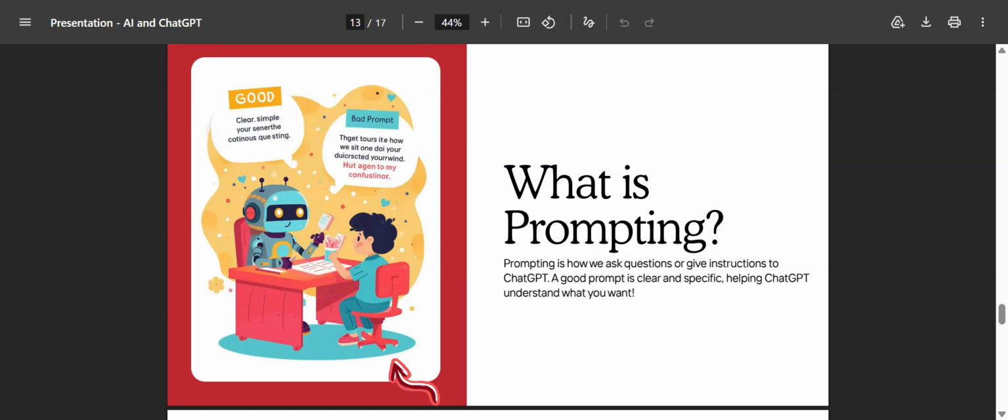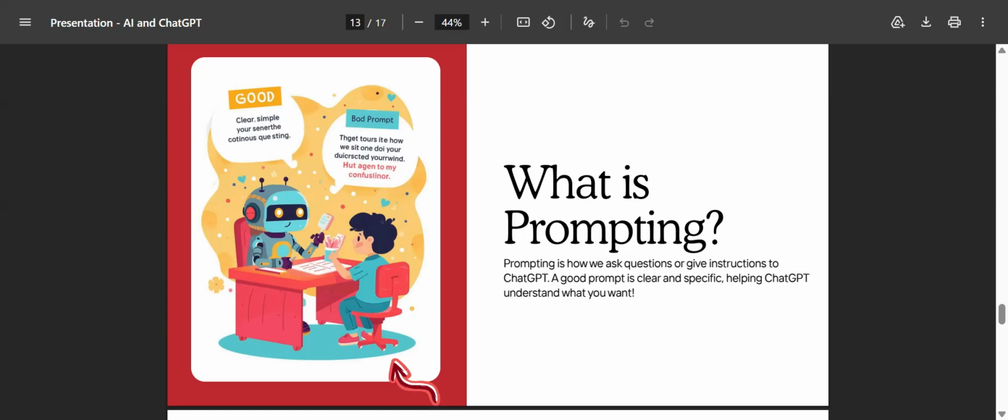Those that require you to input a particular question or detail to get your idea, you need to know what prompting is. You need to know what a prompt is. So we said prompting is how we ask questions or give instructions to ChatGPT. That means when you open some AI tool, you are going to see a blank space where you input the questions you want to ask the AI.